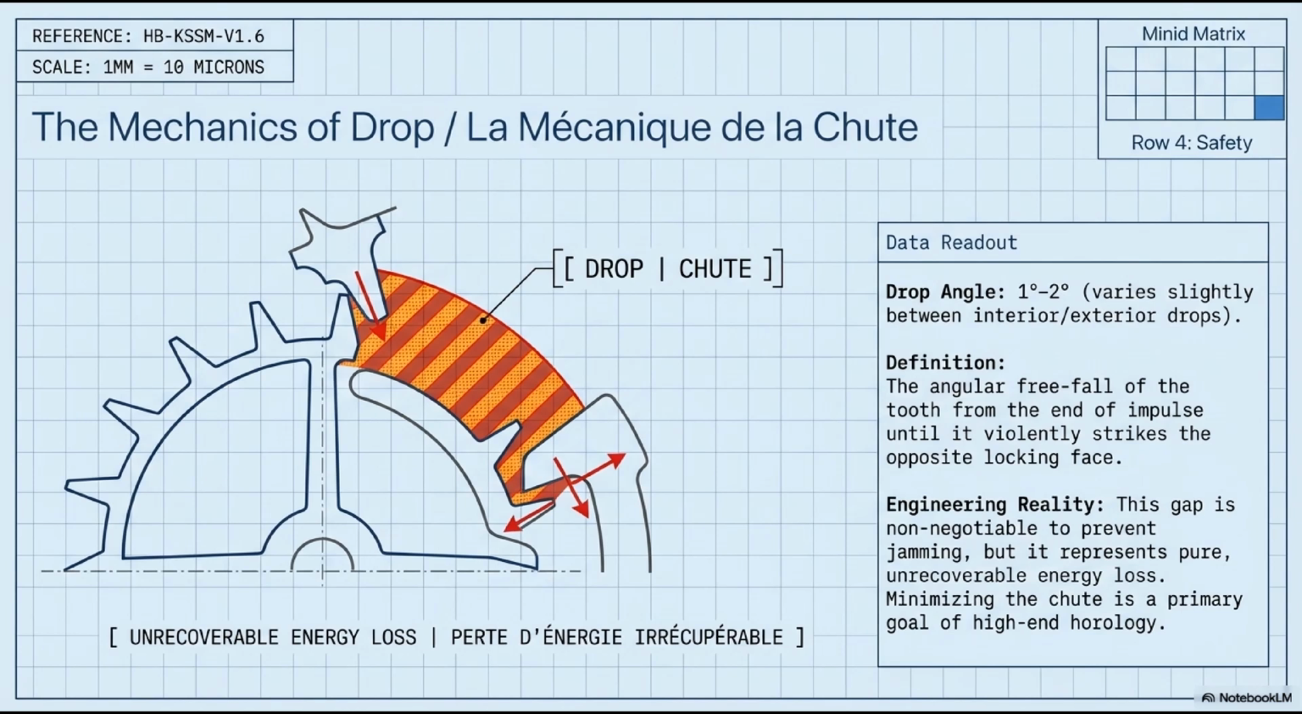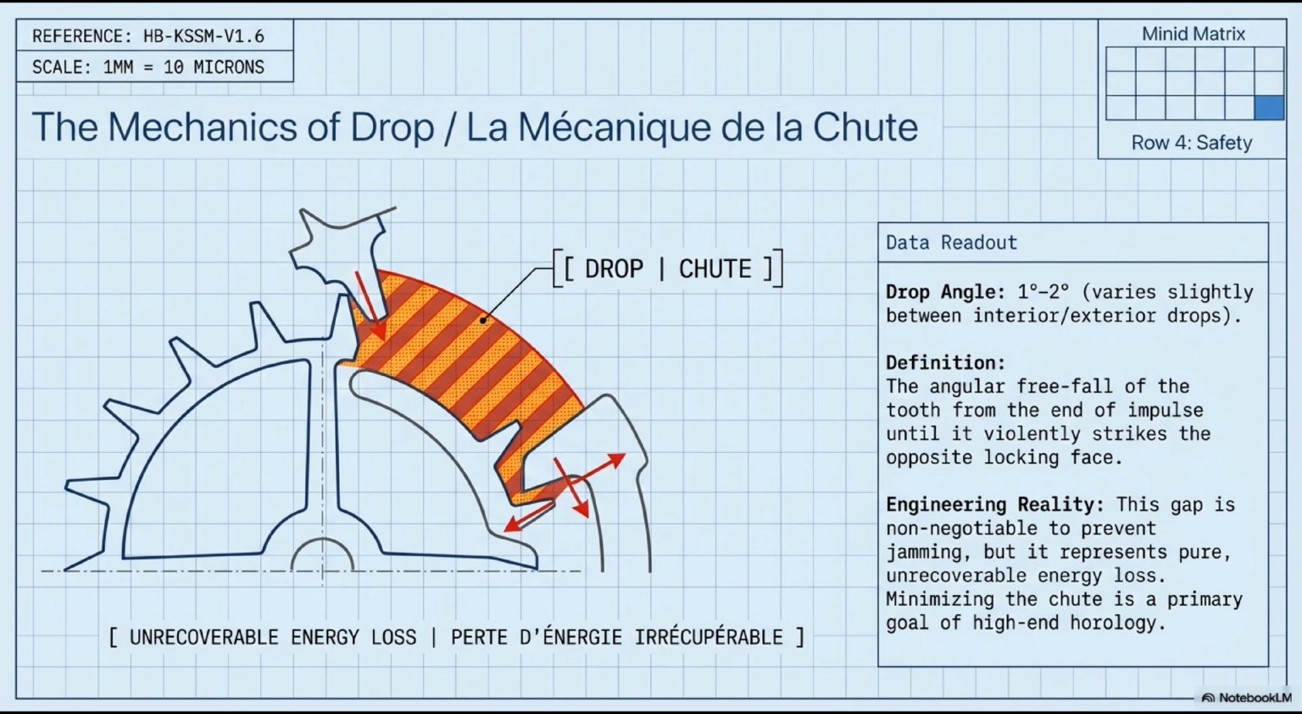This diagram labels it explicitly as unrecoverable energy loss, perte d'énergie irrécupérable, and that honest label tells you exactly what you need to understand about it. Definition from the data readout: the drop is the angular freefall of the tooth from the end of impulse contact until it violently strikes the opposite pallet stone's locking face. The angle: 1 to 2 degrees.